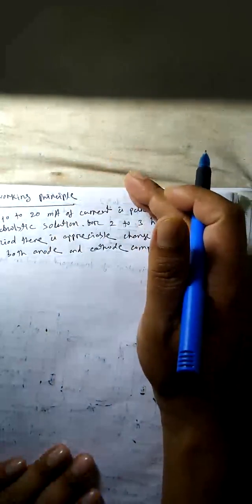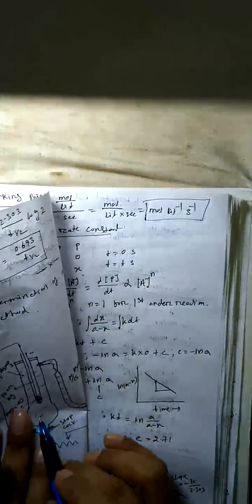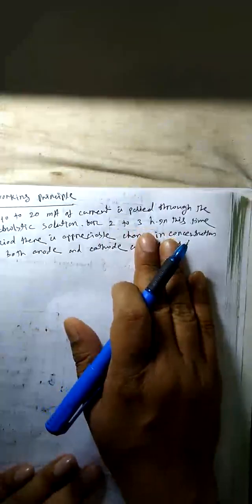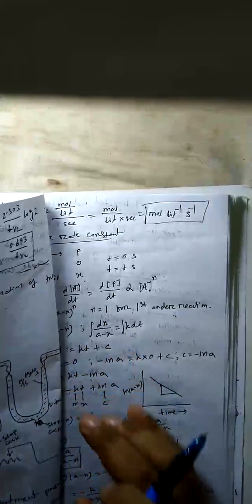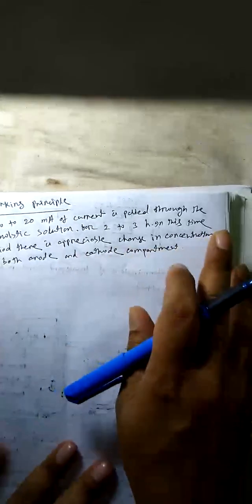During the 2 to 3 hours of electrolysis, suppose after 3 hours the concentration changes very appreciably. Then a significant amount of concentration changes in both the cathode and the anode. But keep in mind that there is no concentration change in the U tube. In the U tube there is no change in concentration.